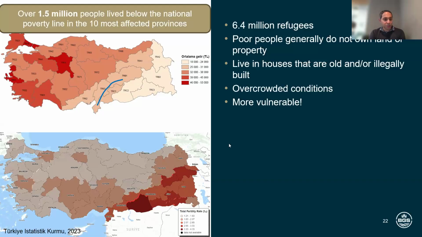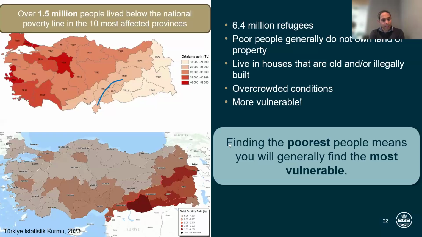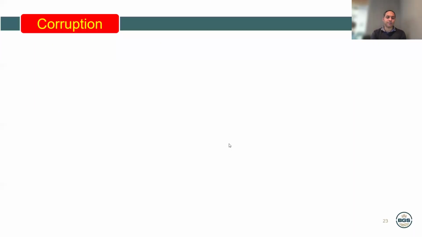So all of that together means they are more vulnerable. They are more vulnerable not just to earthquakes and hurricanes and tsunamis and typhoons and rainfall. They are more vulnerable to technological disaster. They are more vulnerable to financial crisis and any hazard you can think of. So if you find the poorest people, you will generally find the most vulnerable to almost all hazards. That's what we mean by social vulnerability.